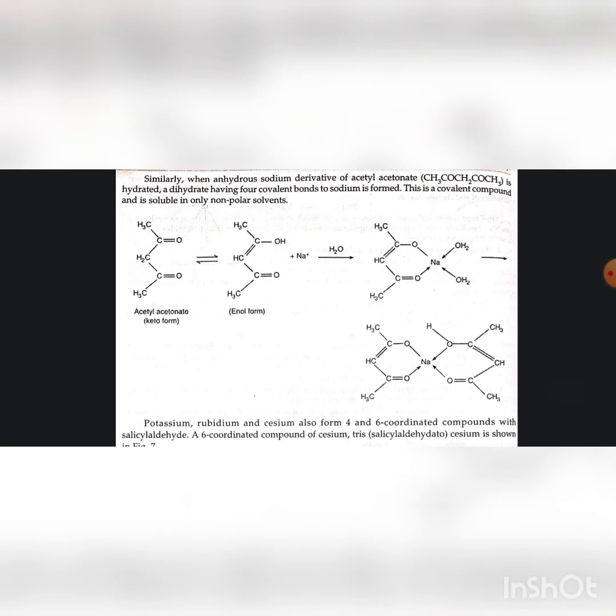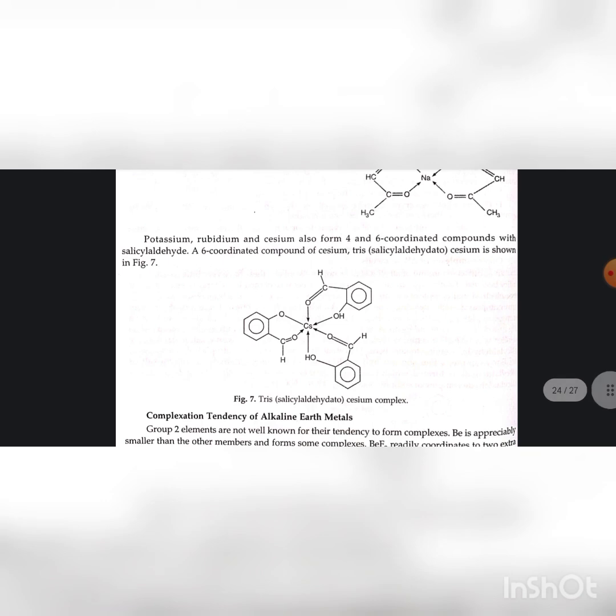Similarly, when the anhydrous sodium derivative of acetylacetonate is hydrated, a dihydrate having 4 covalent bonds to sodium is formed. This is a covalent compound and is soluble only in non-polar solvents. Potassium, rubidium, and cesium also form 4 and 6 coordinated compounds with salicylaldehyde. A 6 coordinated compound of cesium is shown in Fig 7.